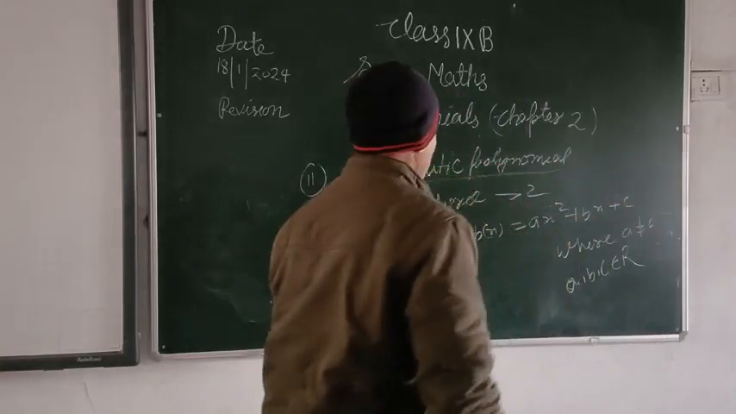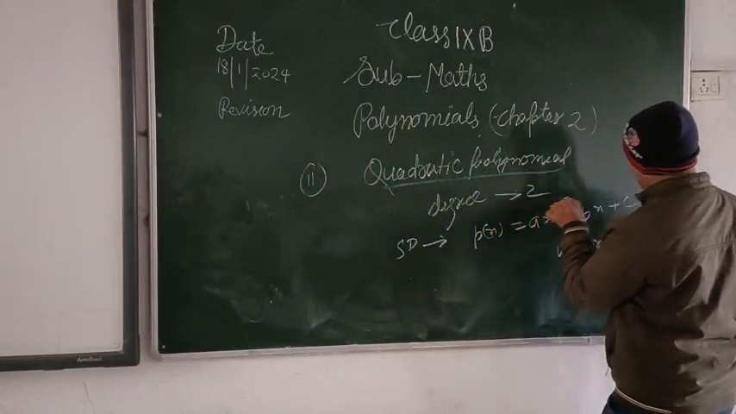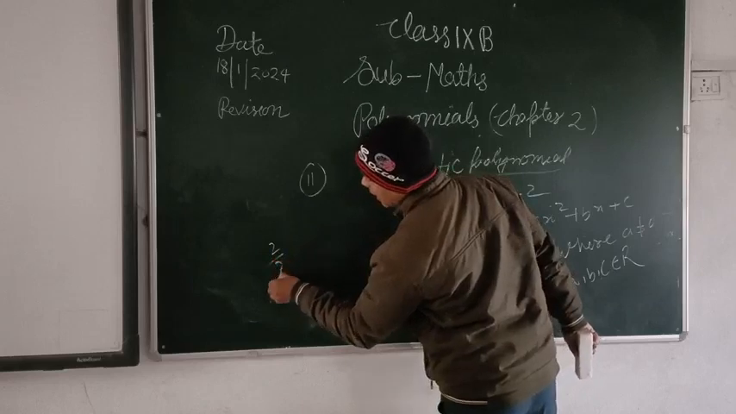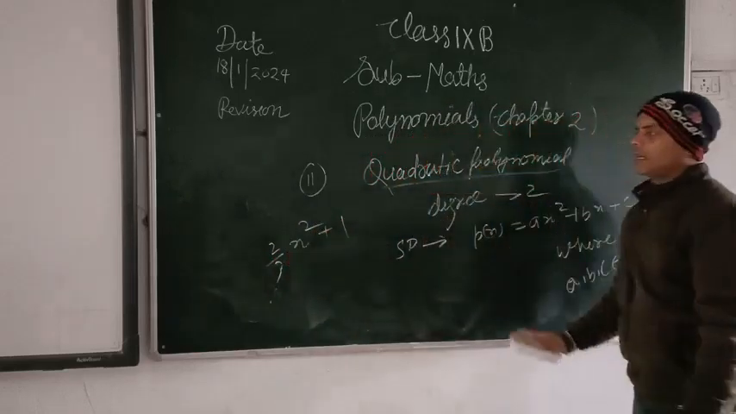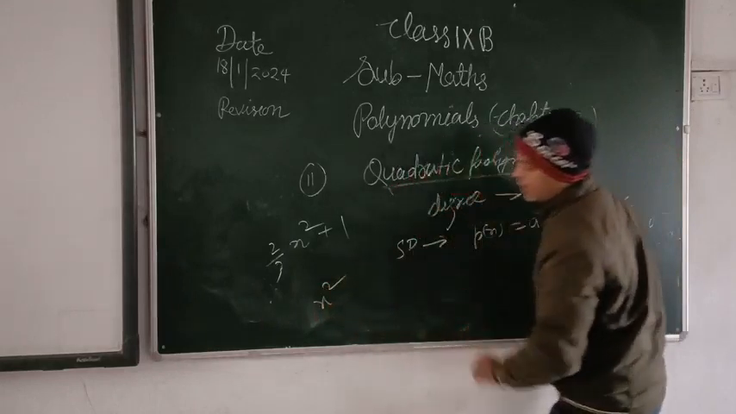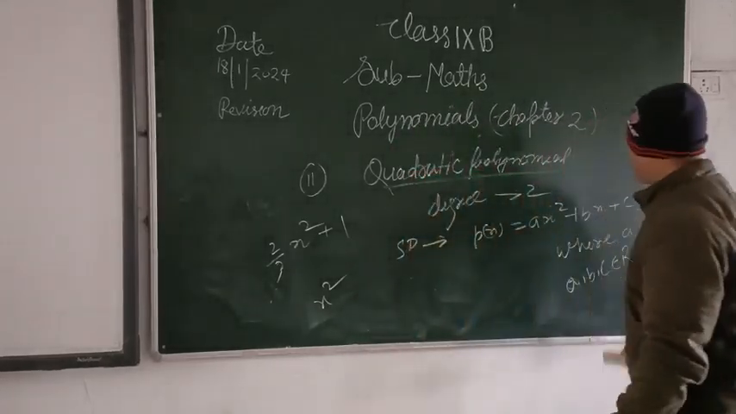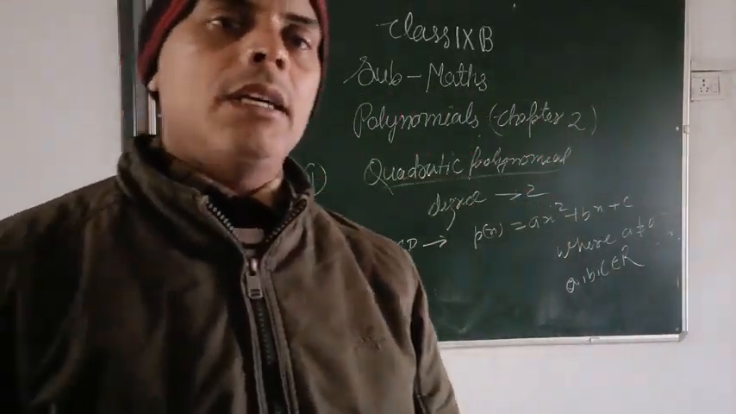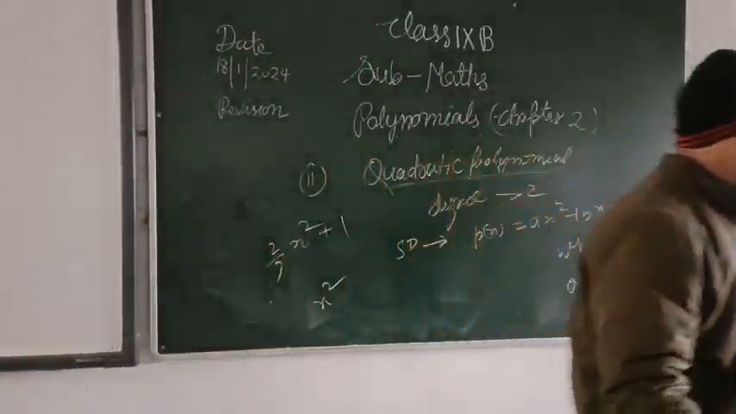If we take an example of the form ax square plus bx plus c, that one is 2 by 3 x square plus 1. We can say it is a quadratic polynomial, or if we take x square, then it is also a quadratic polynomial. And the third one is the cubic polynomial. If its degree is 3, then it is known as a cubic polynomial.